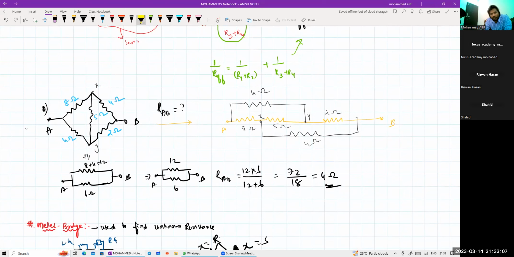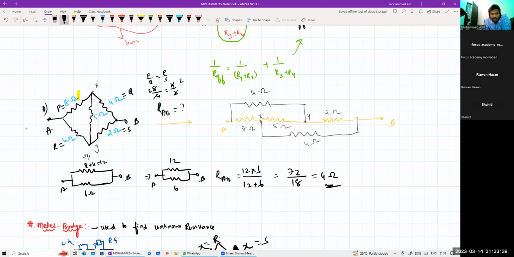This one is 8, 4, 4, 2 and 5. First check whether a Wheatstone bridge is being formed or not. This will be P, this will be Q, this will be R, this will be S. Is P by Q equal to R by S? What is the value of P? 8. Q? 4. R? 4. S? 2. 2 ones are 2, 2 twos are 4; 1 four is 4, 2 twos are 4. LHS is equal to RHS.